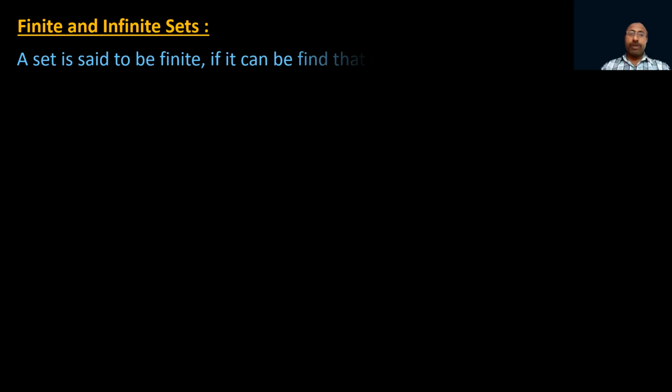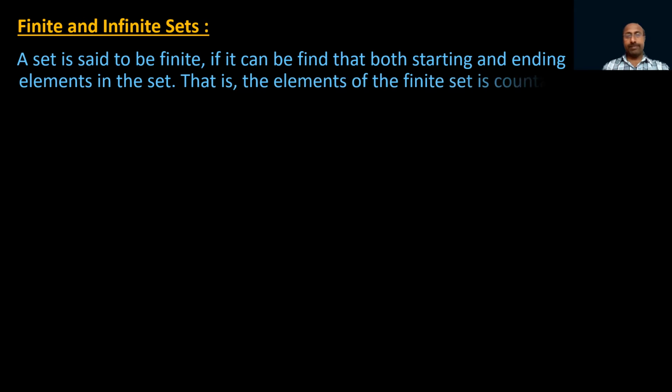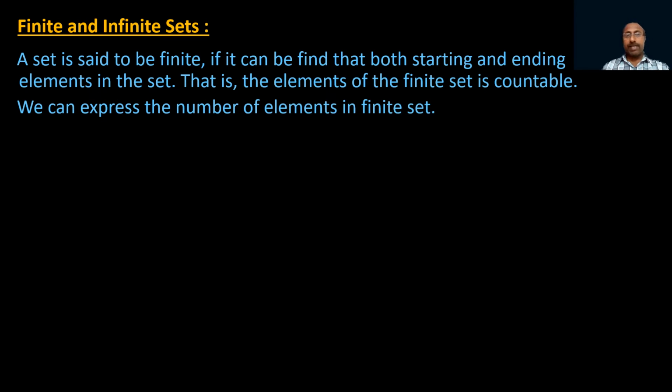A set is said to be finite if we can find both the starting and ending elements in the set, that is, the elements of the finite set are countable. If we can find both starting and ending elements, then only it is said to be finite, and the number of elements in a finite set is countable, and we can express the number of elements in a finite set. Let us see some examples.